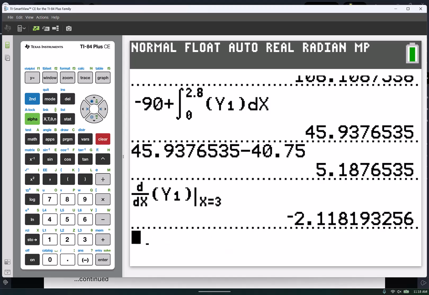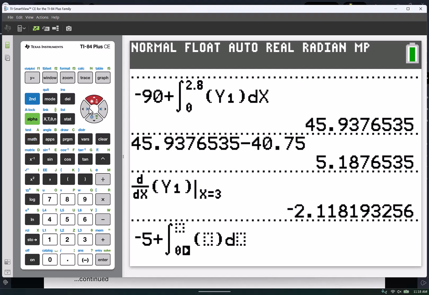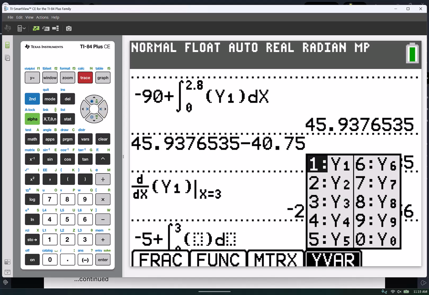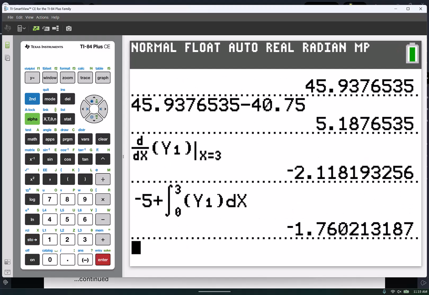Okay. You're good, miss, you're good. It's Number 9. Okay. And then 0 to 3. Y1, yeah, it's a 1. Okay. And then T. So and then I got that.